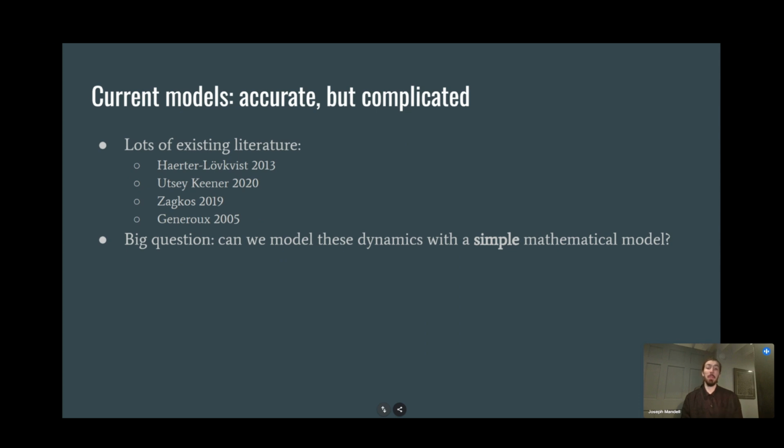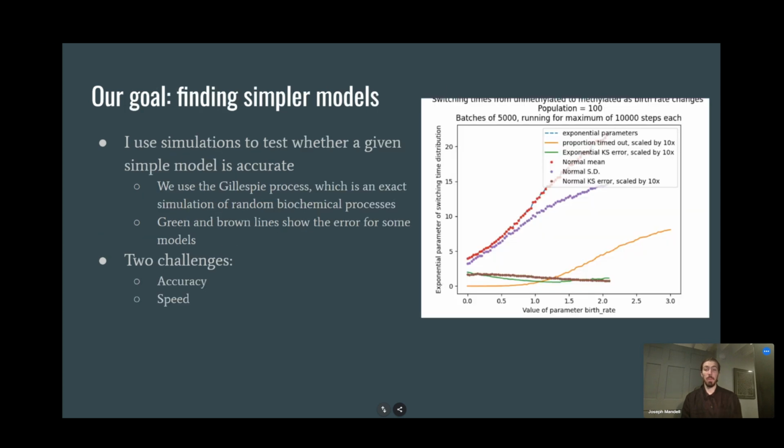We do have current models of methylation, such as in these papers right here, but the problem is that they're fairly complicated. They're difficult to work with mathematically. So the researchers here at the U are trying to find a simplified mathematical model that will be easier to work with.